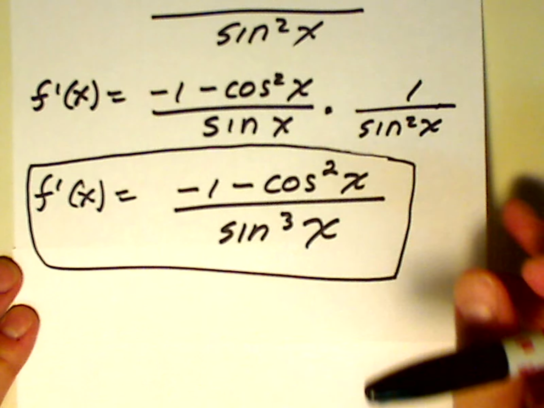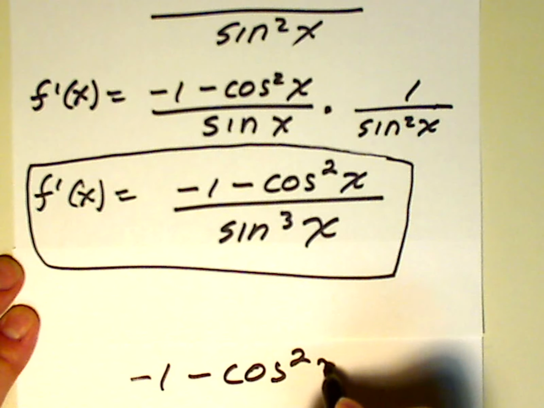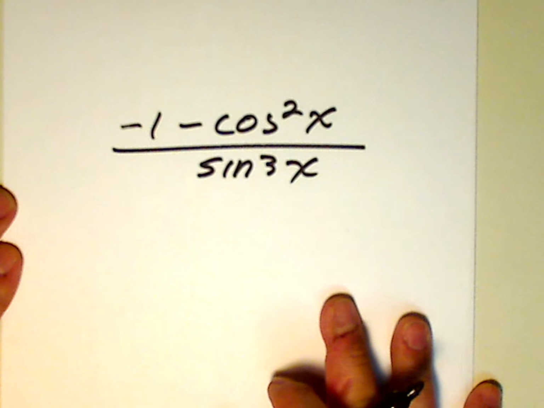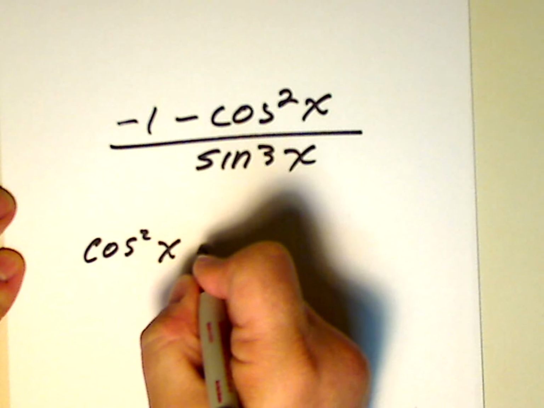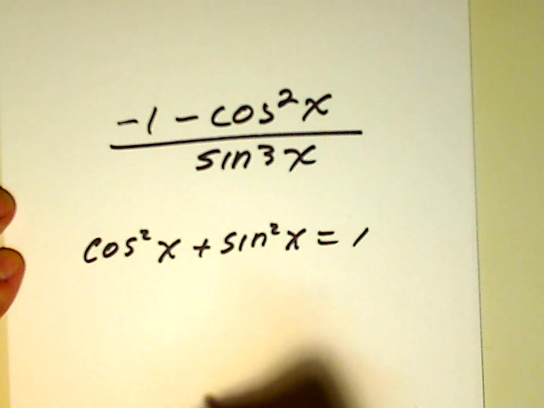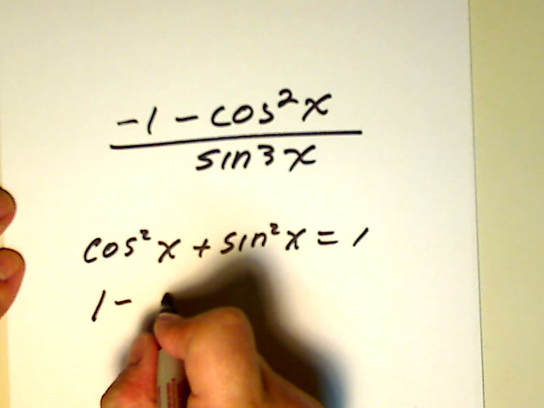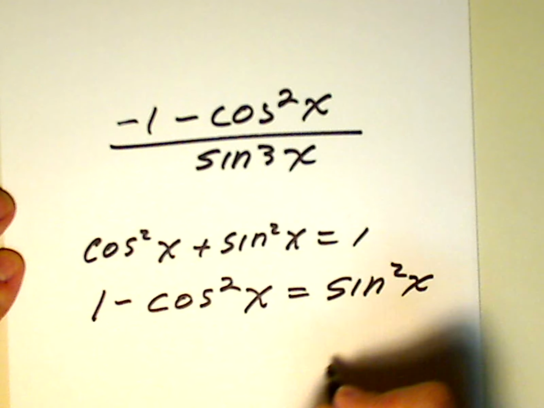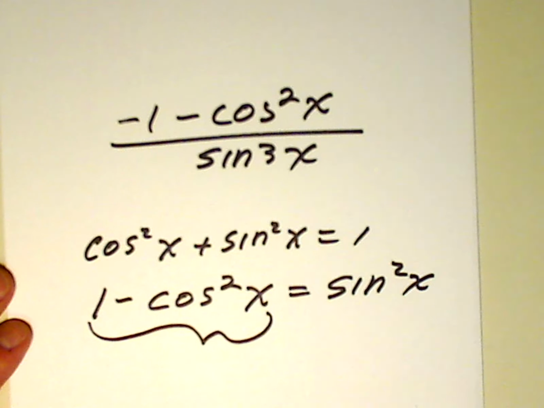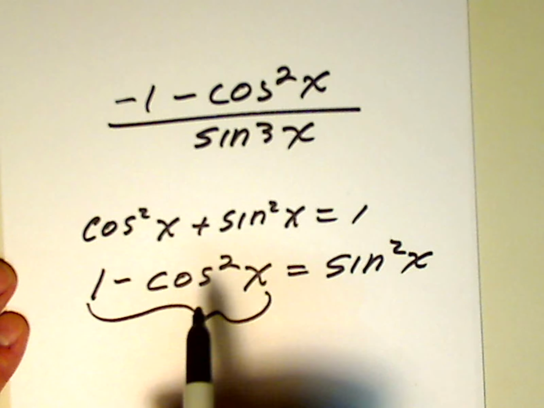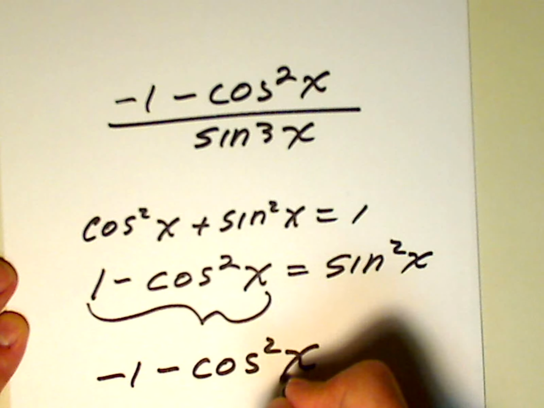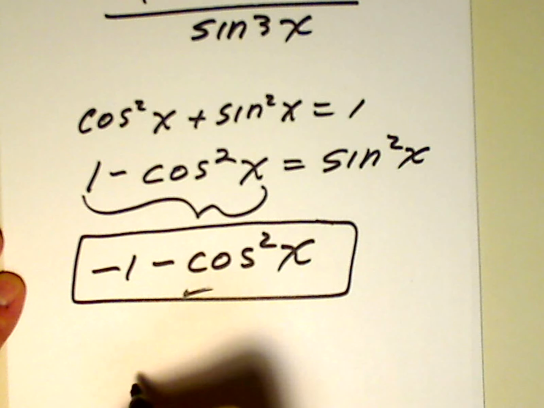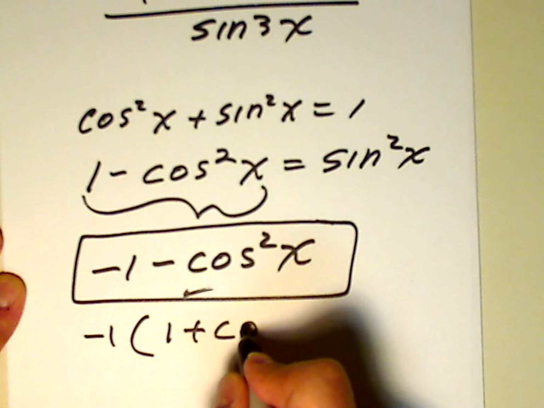It dawns on me that some of you will see this, negative 1 minus cosine squared x over sine cubed x, and you will be reminded of the fact that cosine squared x plus sine squared x equals 1. And so 1 minus cosine squared x equals sine squared x. And this is what's resonating in your heads. However, there's no way to make this look like this, the numerator. If we factor out a negative 1 from this, it becomes negative 1 times 1 plus cosine squared x.